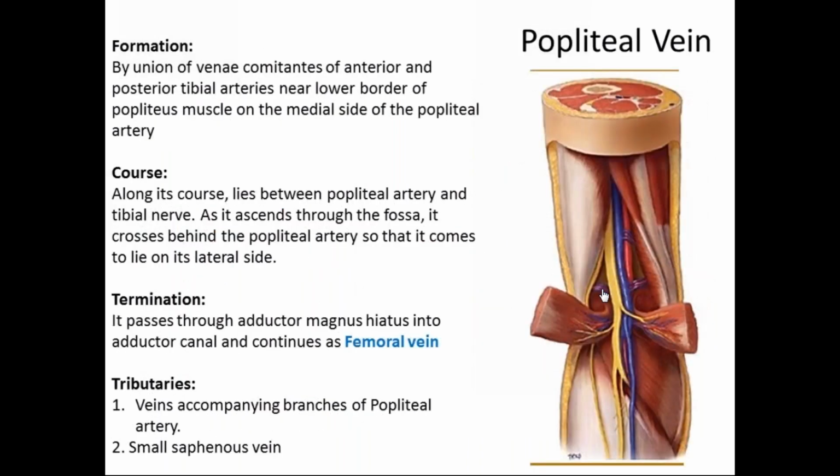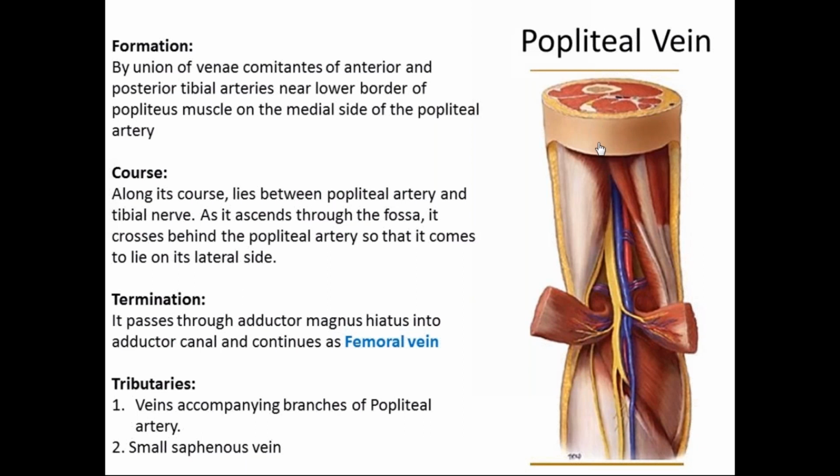Now we are going to discuss the popliteal vein. The popliteal vein begins at the lower border of popliteus by the union of venae comitantes accompanying the anterior and posterior tibial arteries. It is medial to the popliteal artery in the lower part of fossa, lying posterior to the artery in the middle, and posterolateral to artery in the upper part of the fossa. The vein continues as femoral vein at the opening in the adductor magnus.